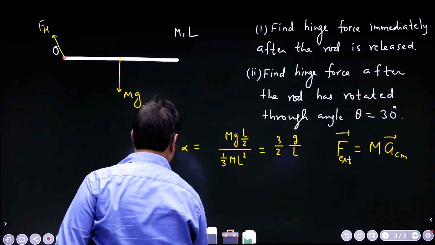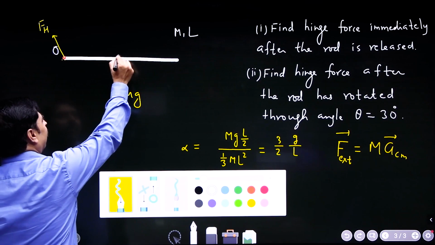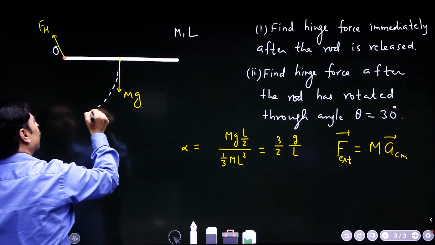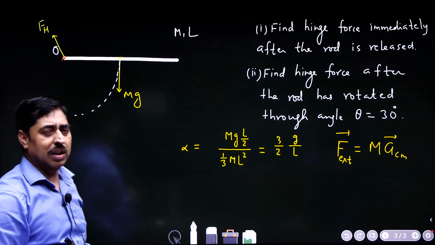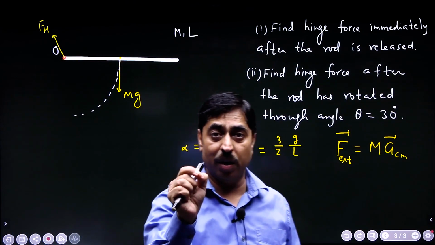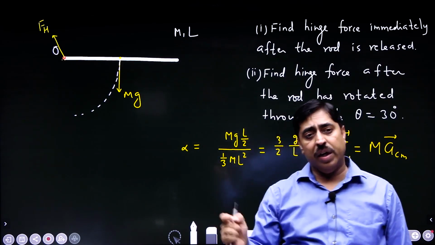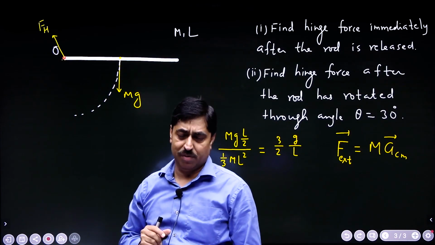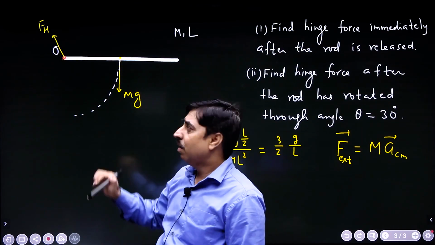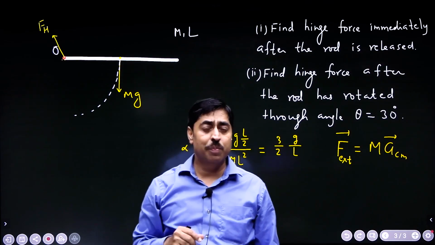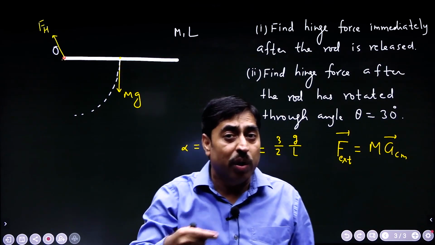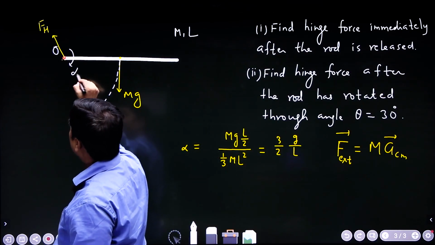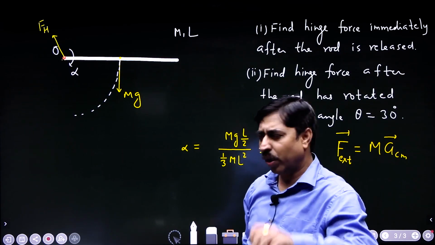Forget about everything else. This rod, as soon as it is left, each and every point of this rod is going to move in a circle, right? This center of mass will move in a circle of radius L by 2. But immediately after it is released, there is no angular speed, there is no speed of center of mass. It is going to move in this circle, but right now it is not having any speed. But its speed is going to increase because this thing is having some angular acceleration. The situation is somewhat like this.